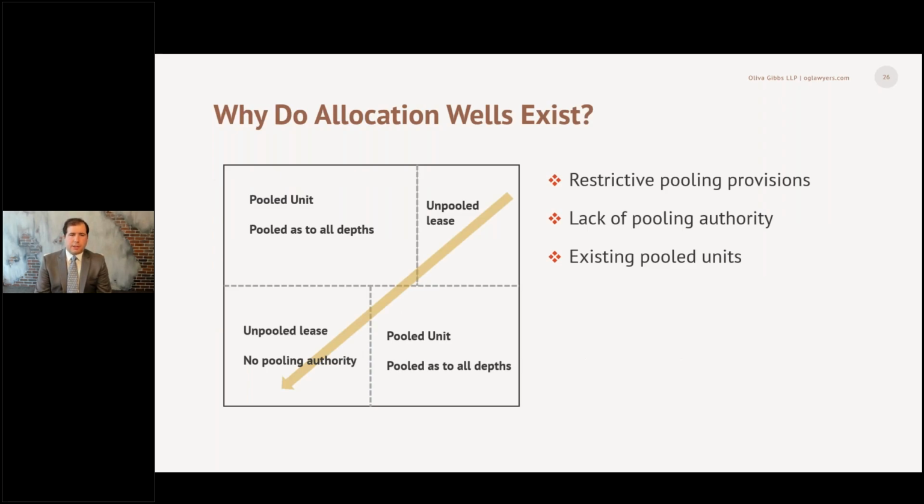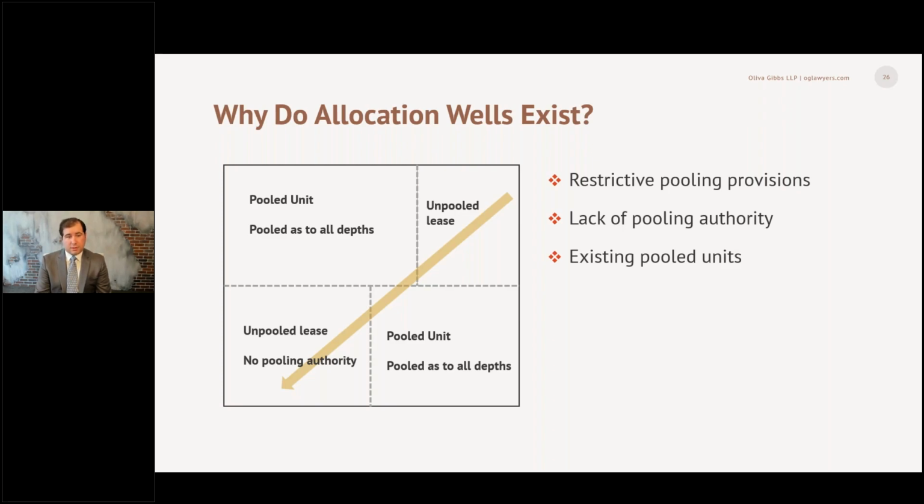So why do allocation wells exist? I've discussed it multiple times, but here's a handy graphic for the visual learners to show you. You may have two old pooled units. These units are still being maintained by production from old wells, and those units cover all depths. And then you may have a couple of unpooled leases with no pooling authority. Your geologist tells you this is the heart of the formation, and this is really where we want to drill this well.